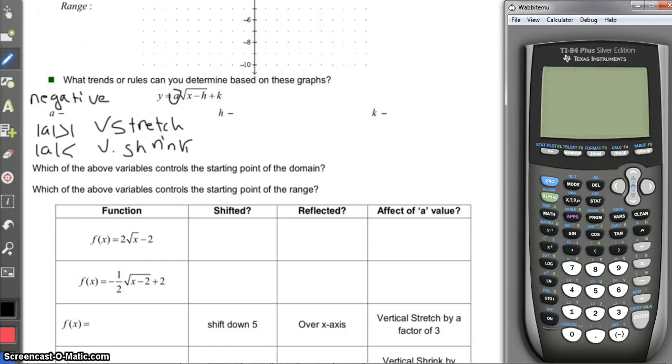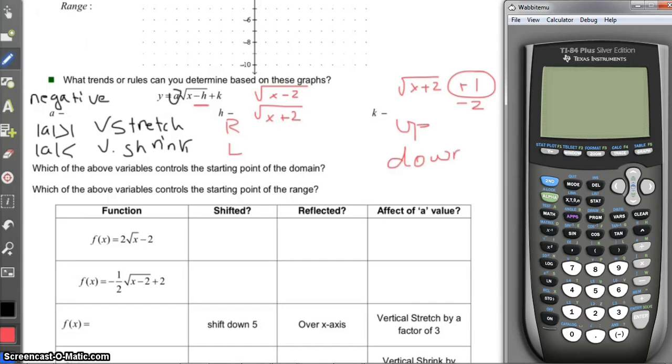So let's continue. H, the number with the x. Remember, if I give you something like x minus 2, you know it's going to go right. Or for example, square root of x plus 2, it means that it's going to go left. So h basically tells you whether it's going to go right or left. The k usually is the number outside the radical, so plus 1 means it's going to go up. If you have a minus 2 outside the radical, it means it's going to go down. So k tells you whether it's going to go up or down.